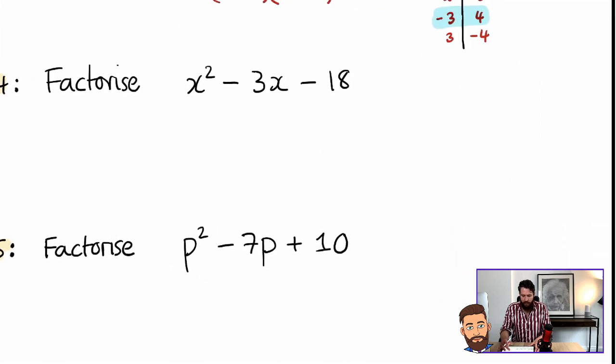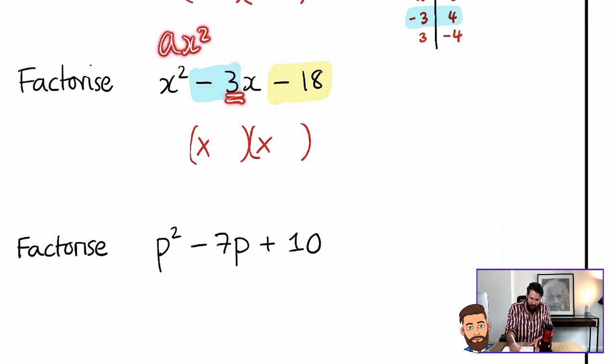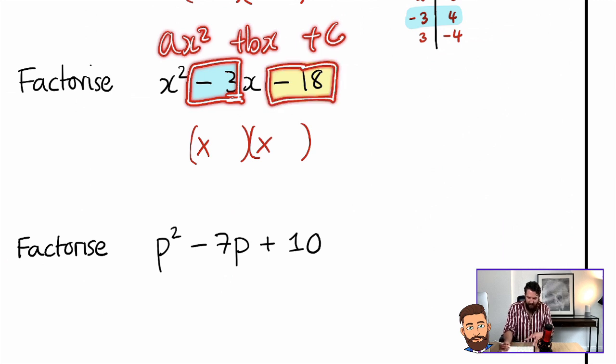Factorize x squared minus 3x minus 18. So again, we're going to need 2 brackets with an x in both, because x times x makes x squared. We need 2 numbers that multiply together to make c, which is the number on the end, the whole integer on the end, and add together to make b. Now, as you can see, I've highlighted these negatives because they are attached. B is -3 and c is -18.